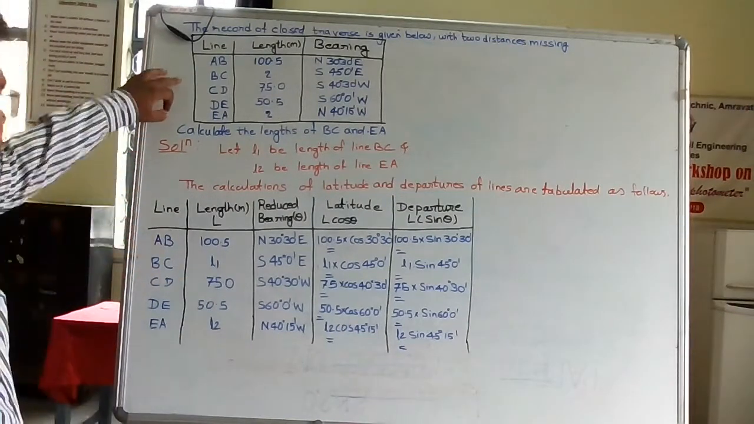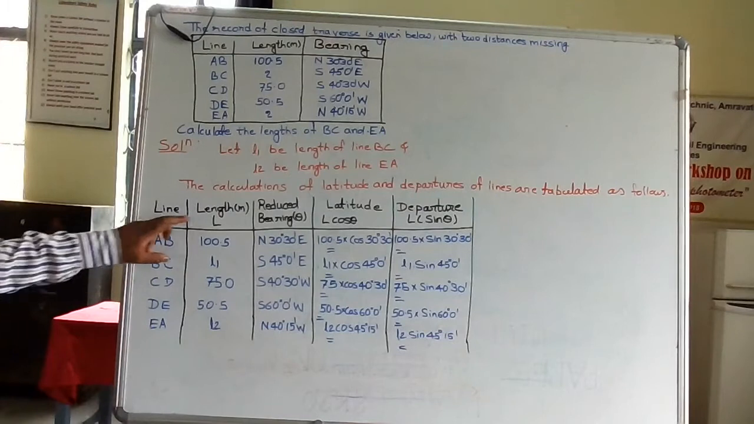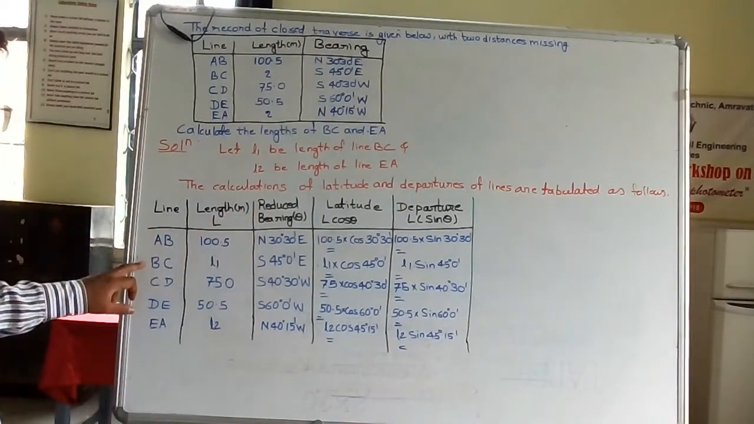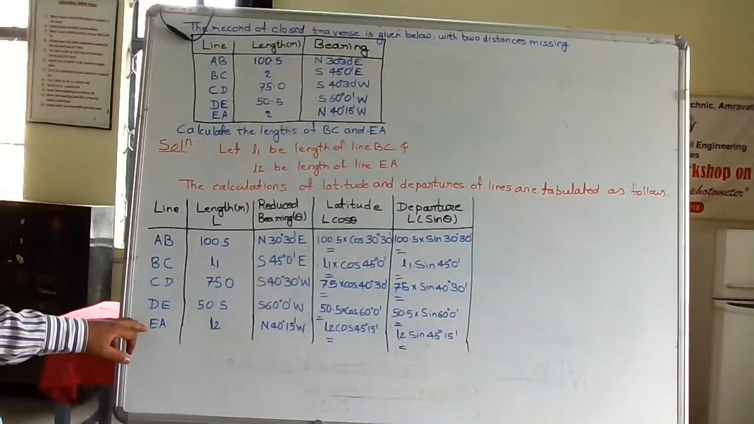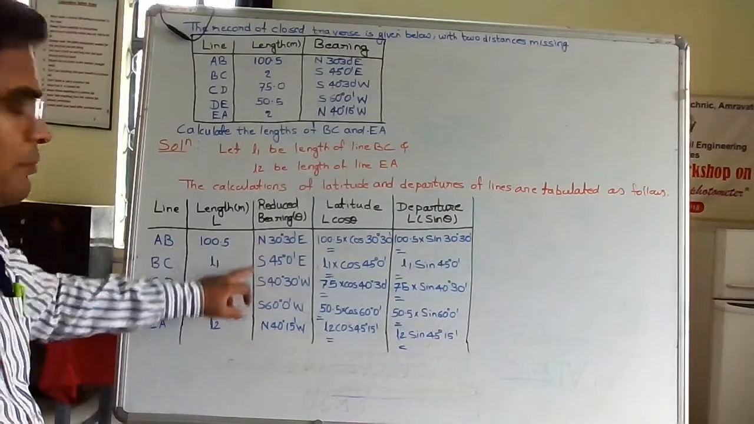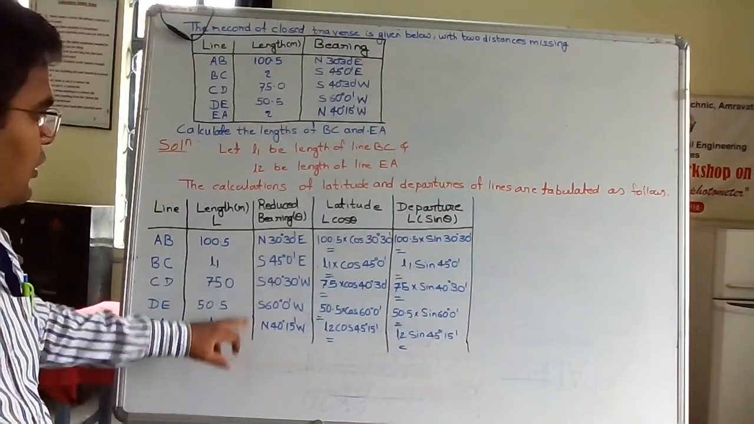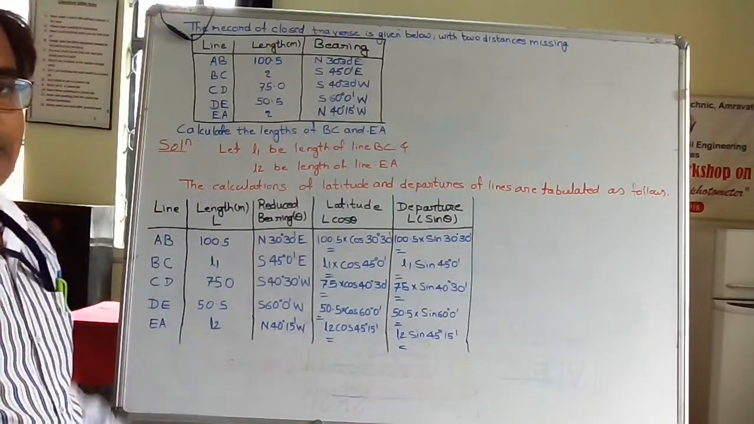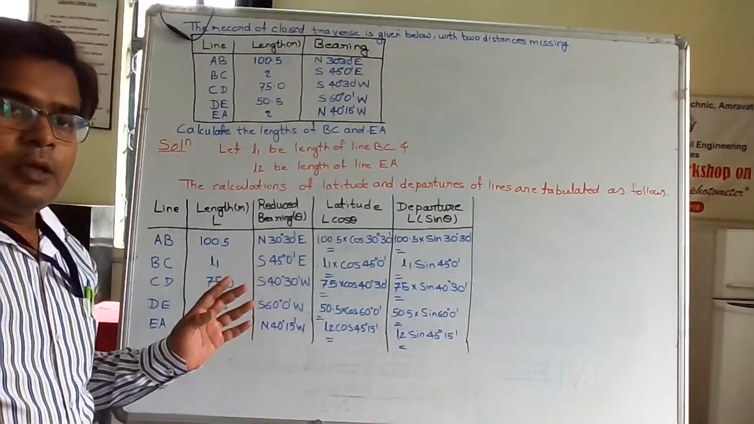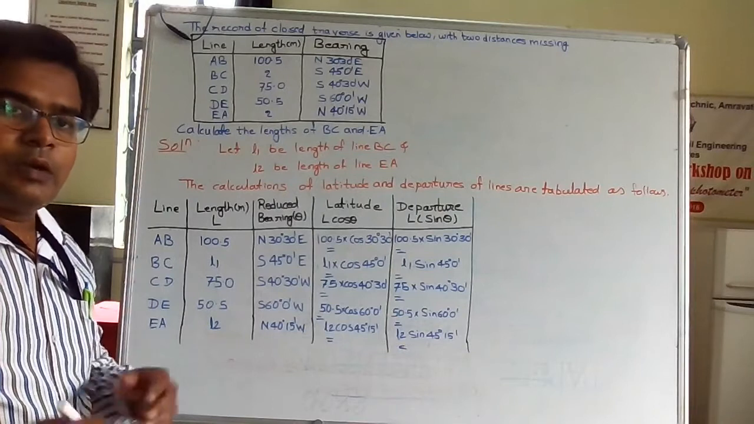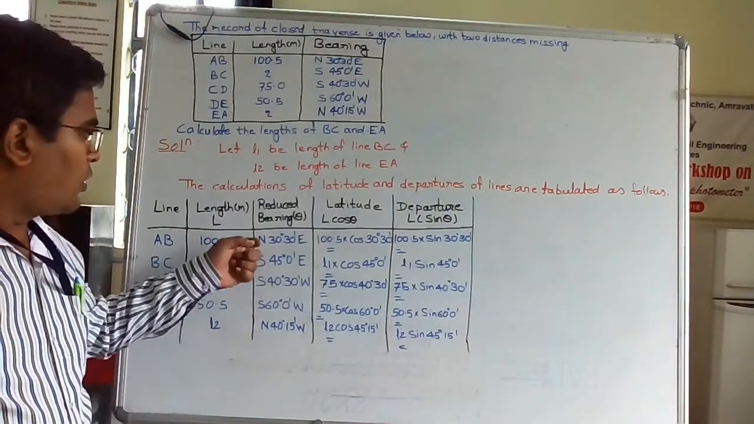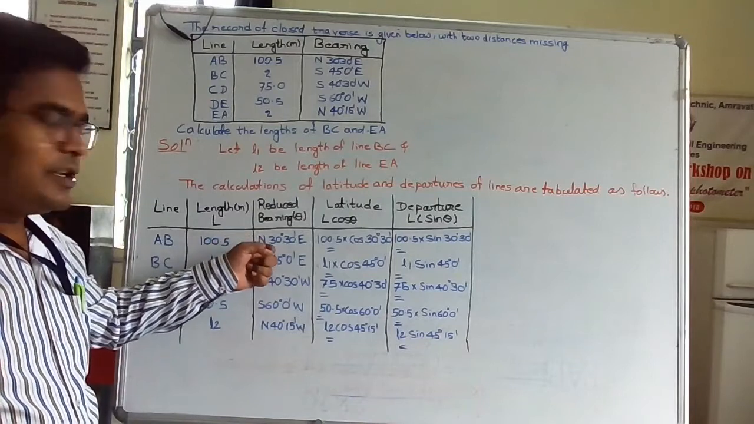Here, the same table we can write: line, length, reduced bearing. Okay, lines AB, BC, CD, DE, and EA, and their lengths I have written, and the bearings of the lines are also given. Here the reduced bearing is directly given, so there is no need to convert it. In the previous problem, whole circle bearing was given, so we converted whole circle bearing to reduced bearing, then calculated latitude and departure. Here the reduced bearing is already given, so we can use these values directly.